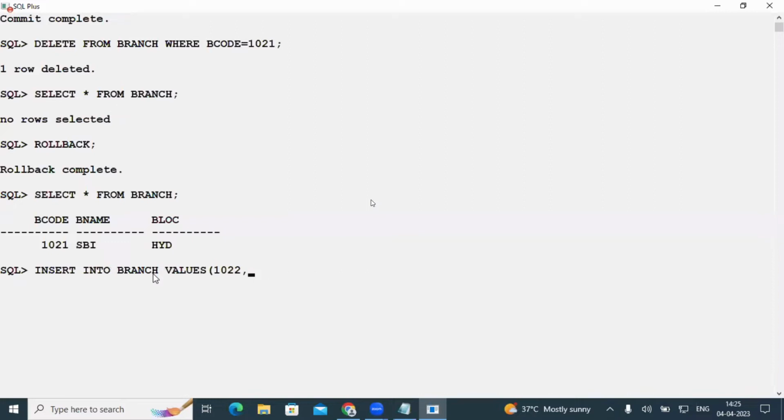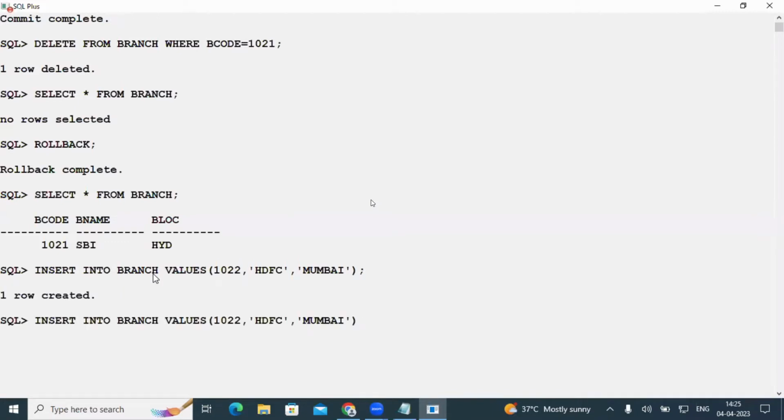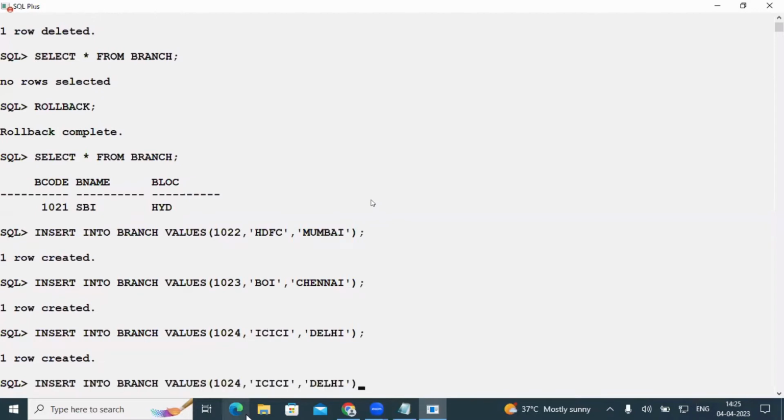So 1022, HDFC, and taking mobile. Next, 1023, Bank of India. It was in Chennai. Next one, 1024, ICICI. Okay, here Delhi. And now the next one is 1025, Axis. Okay, Pune.